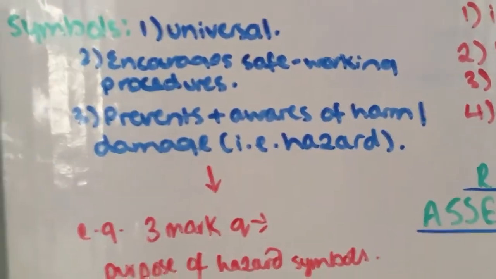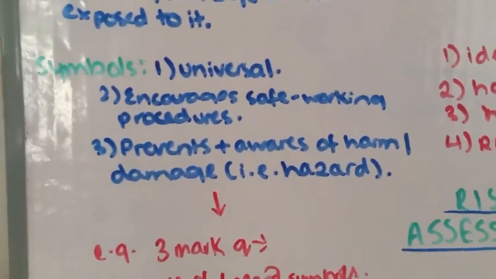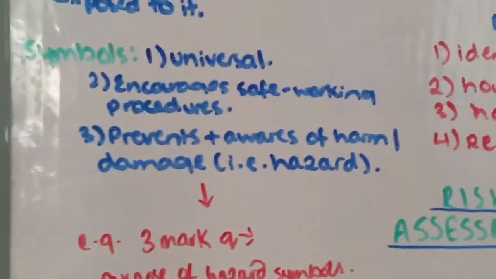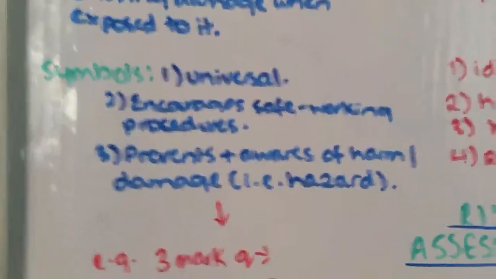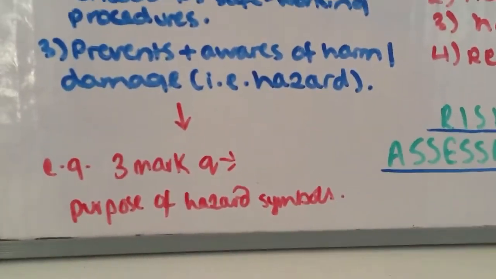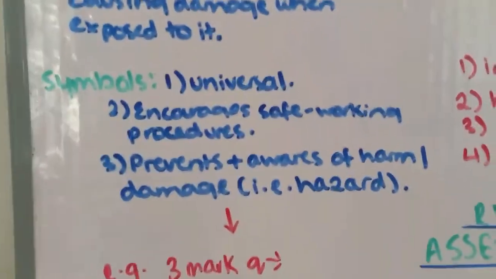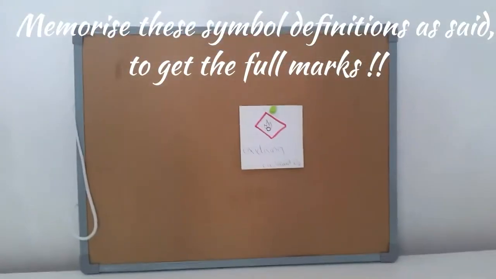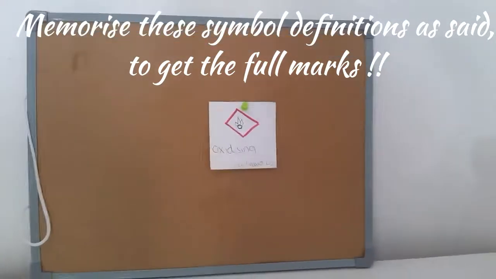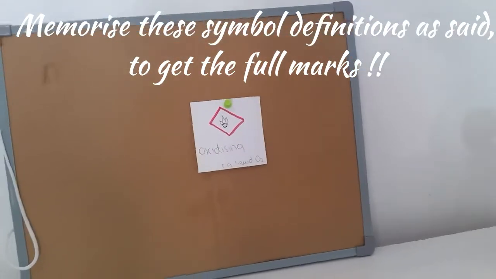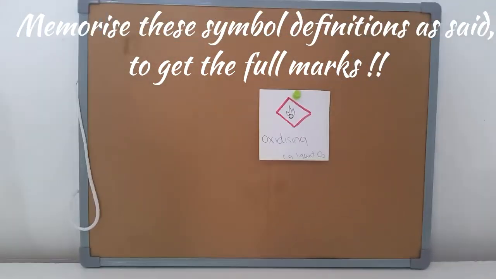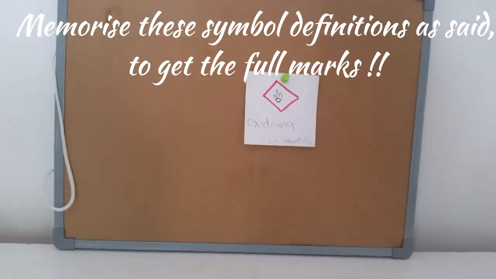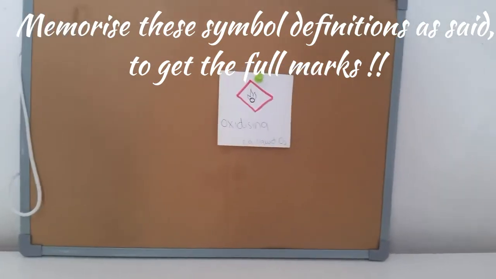Now, these 3 steps are very, very important that you memorize, because if there is a 3-mark question which comes up saying, what is the purpose of hazard symbols, then this is the best way to structure your answer. Now, here are basically all the symbols that you need to know for your GCSEs. When it comes up, you need to explain them, give examples of them, and identify them too.